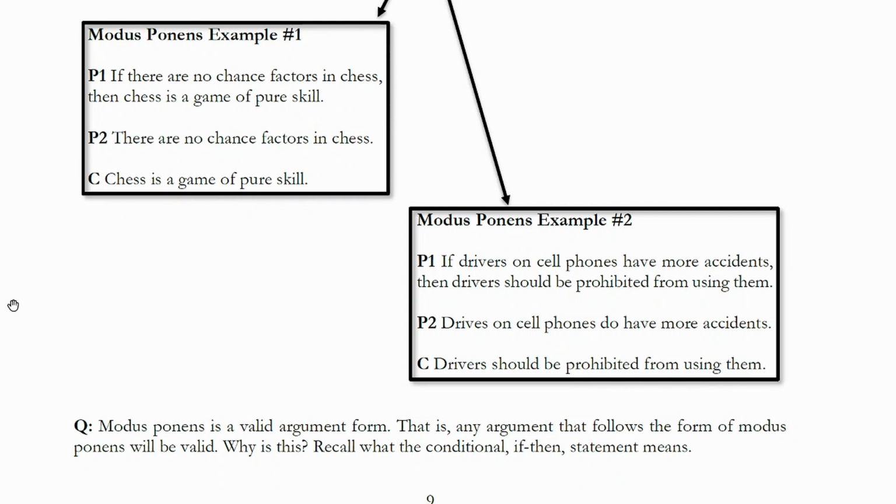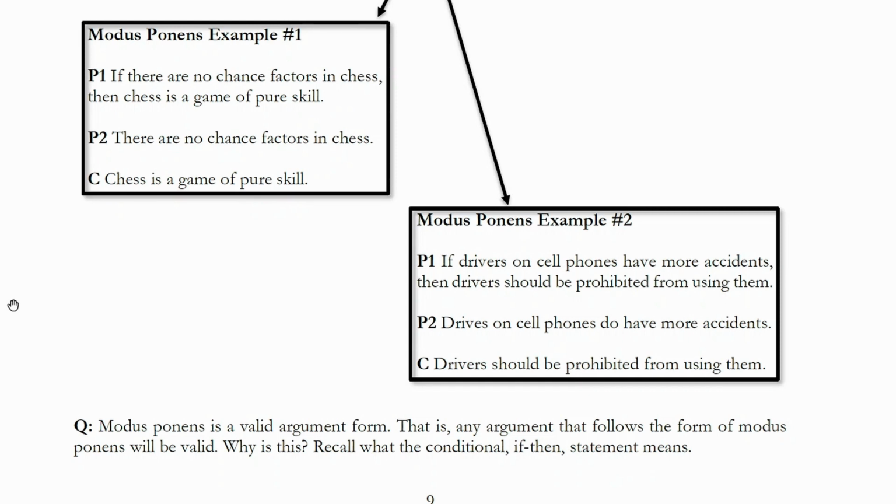And to see this point, let's take a look at example 2. So take a look at premise 1. This is a controversial premise. Some people might agree, some people may not. If drivers on cell phones have more accidents, then drivers should be prohibited from using them. Now, there's no question about whether this argument is valid, but is it sound?